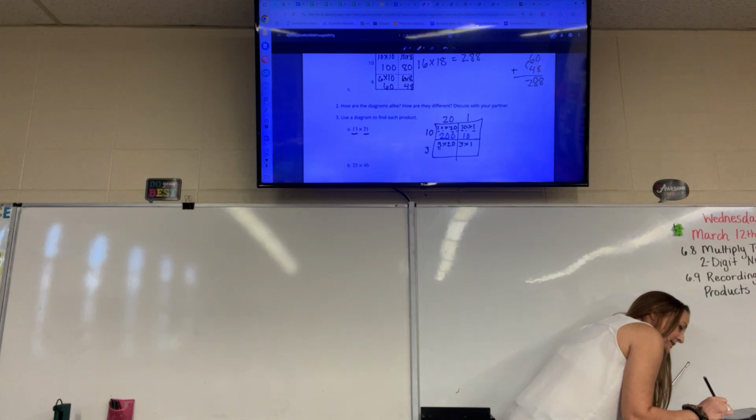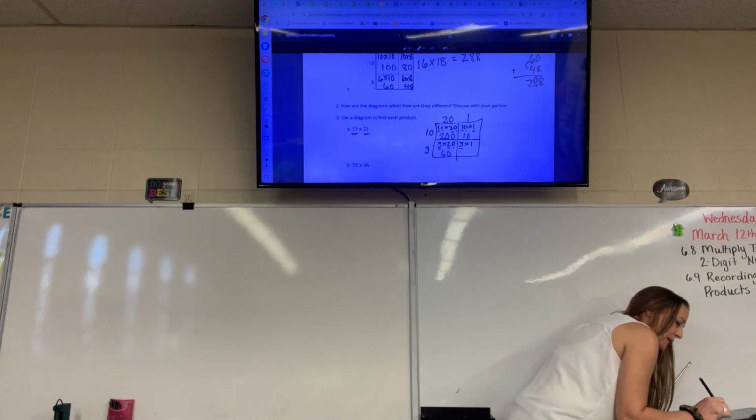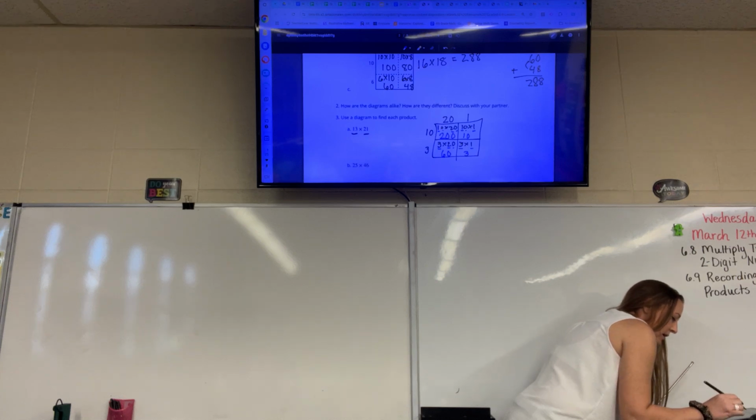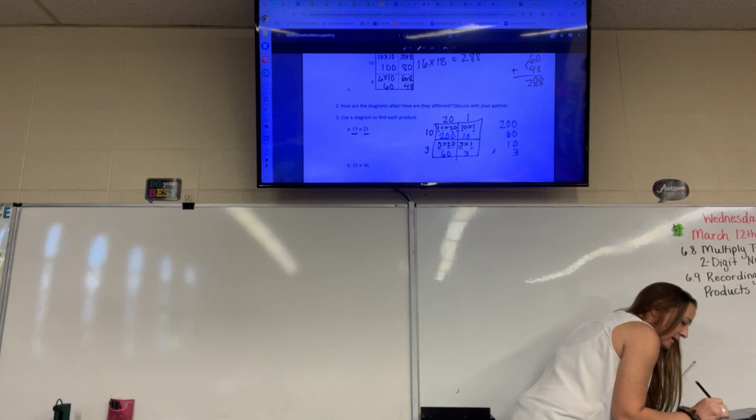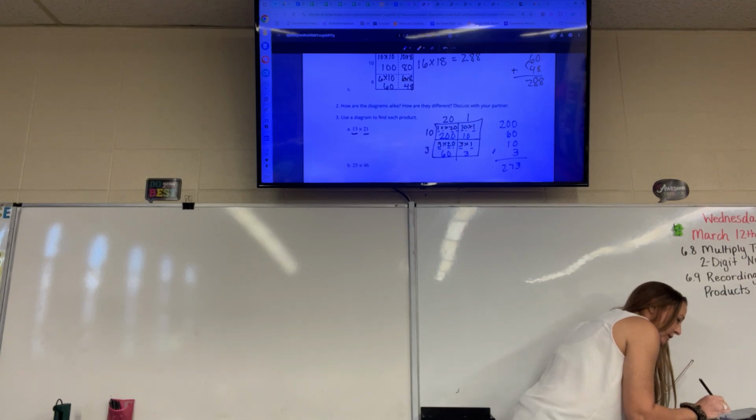Basic fact, 3 times 2. What's 3 times 2? 6. Add that 0. Add 1 0. And 3 times 1? 3. Our last step, stack them and add them. 200, 60, 10, and 3. And when we add those together, we get the number.